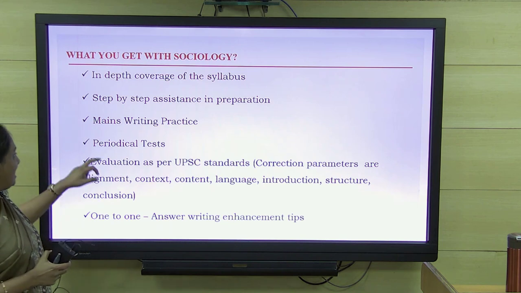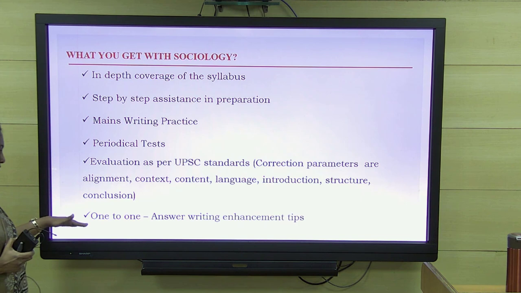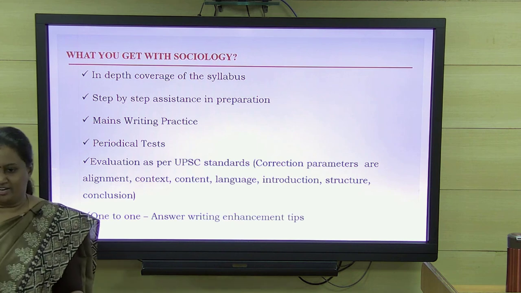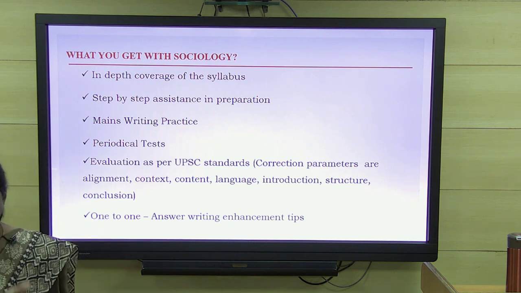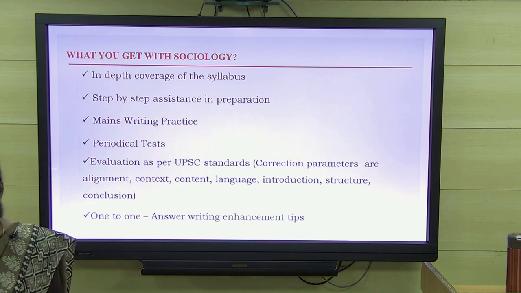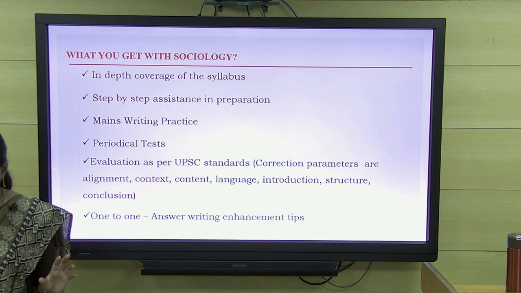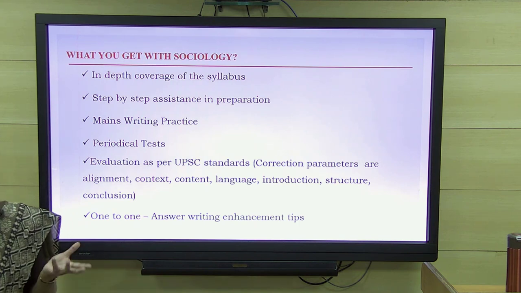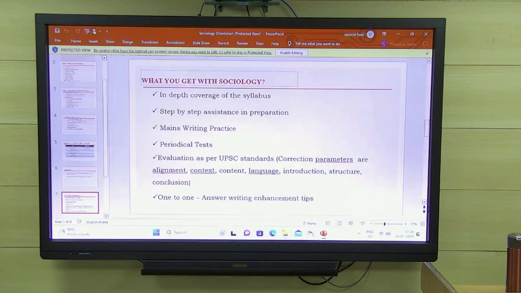Okay. So writing practice, periodical tests and evaluation. This is how the UPSC does, so we'll also be doing it in a similar way. And all your feedback will be one-to-one. That means there is no group feedback. It's one-to-one. That means you write your paper, your feedback will be given to you. Okay? So this is how it is going to happen. All right? So this is about the optional, what is the syllabus, what is the plan, and what are all the challenges that you are having. Okay? So now for the results.